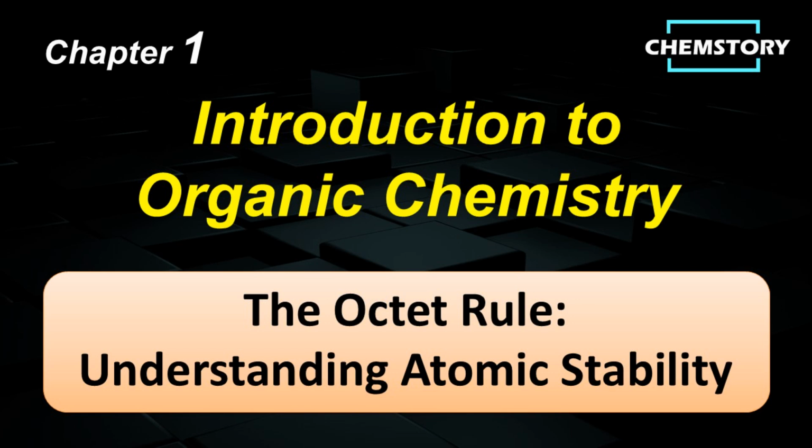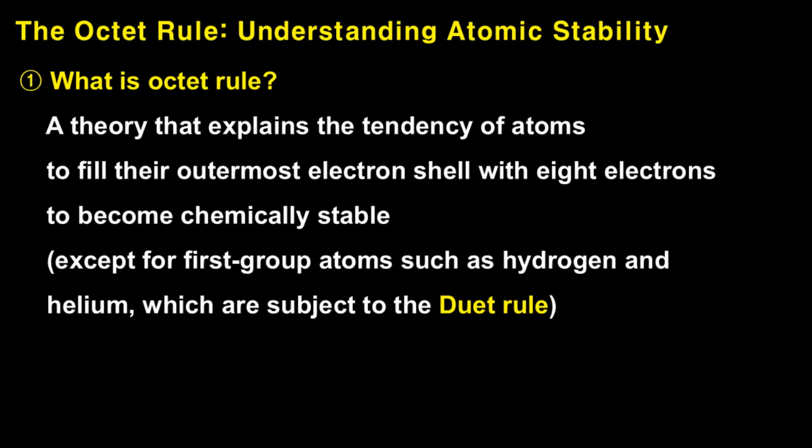Today, we're diving into one of the most important concepts in chemistry, the octet rule. This rule helps us understand why atoms behave the way they do when they form chemical bonds. It's simple, but incredibly powerful once you really get it.